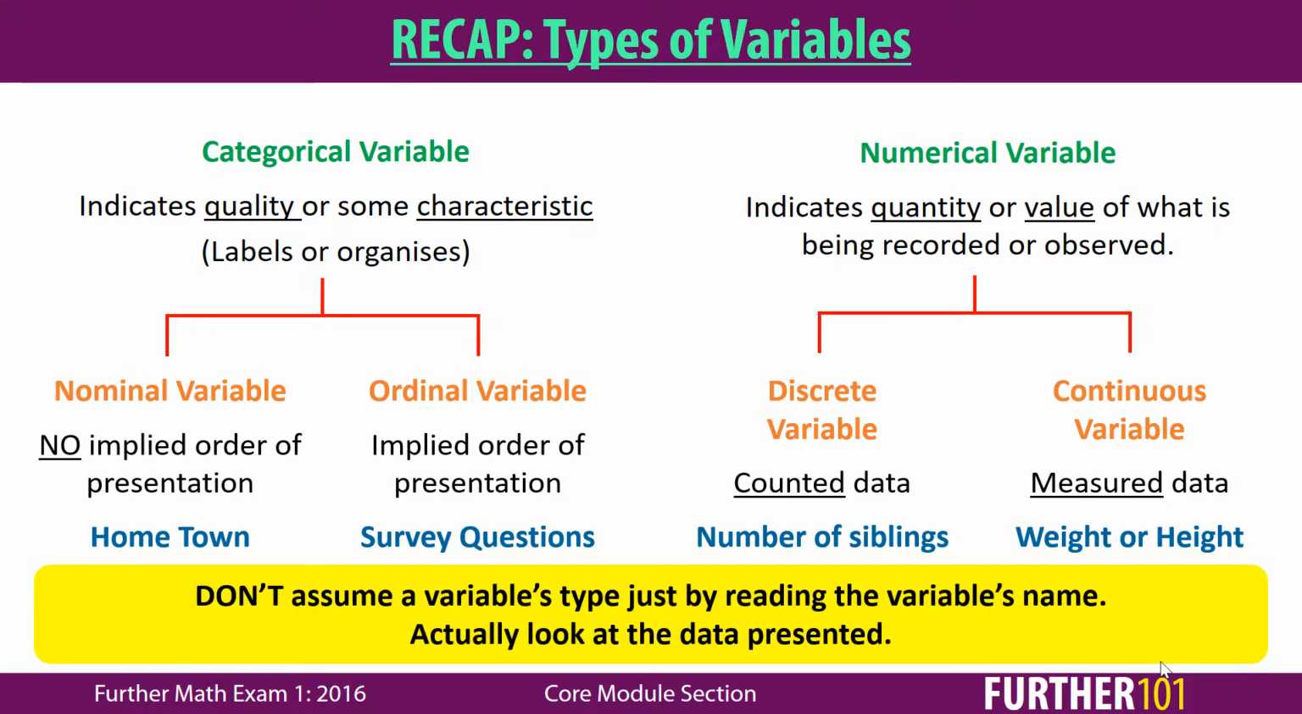Do be aware that sometimes a numerical variable can be made into a categorical variable by dividing the numbers into intervals. The key is not to assume a variable type just by reading the variable's name, but to actually look at the data provided. And in fact, we'll see this in play with this question. With that, let's go back to the question.